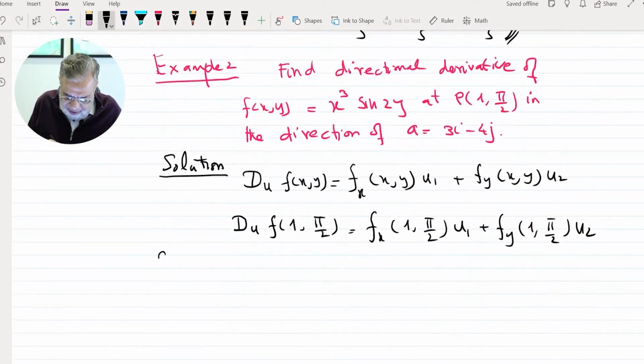Now here is my f of x, y is constant, is equal to 3x squared sine 2y.